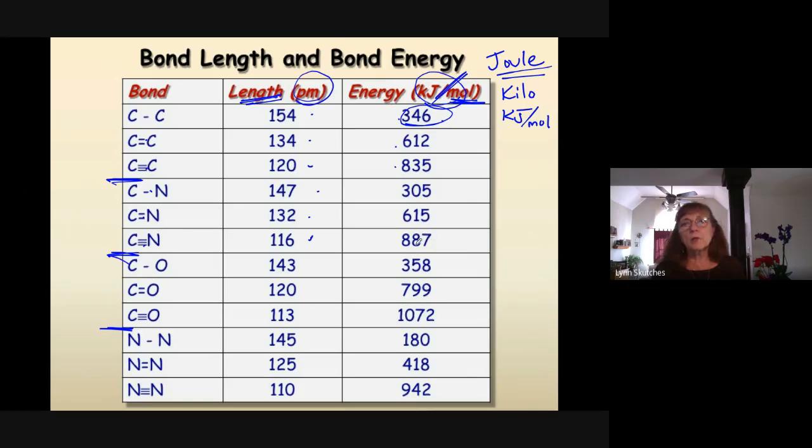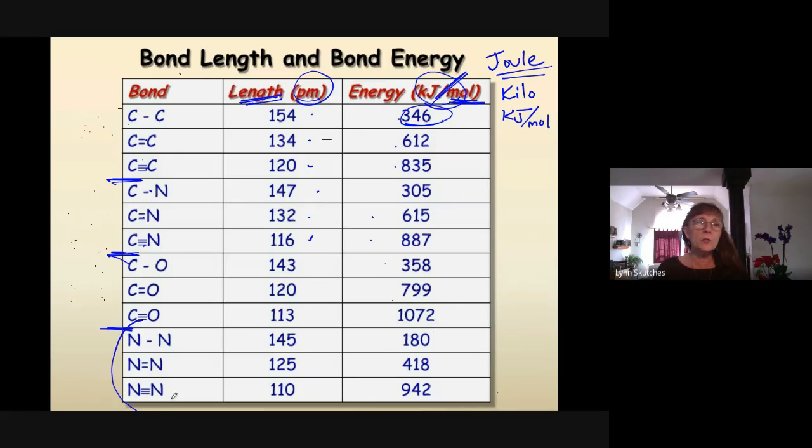You guys can read the numbers. Triple's the most, double is medium, single is the least. That pattern holds all the way through. When you get to carbon with oxygen, it's still the same. Shorter and shorter, more and more energy. And so what's happening is the atoms are literally pulling in tighter to each other because the nuclei are fighting over those electrons, if you will, and it's harder to break them.